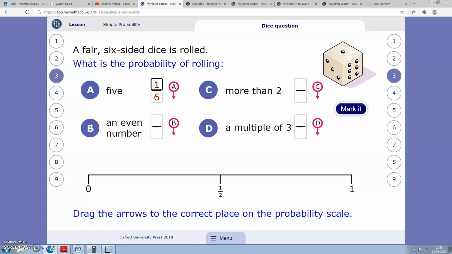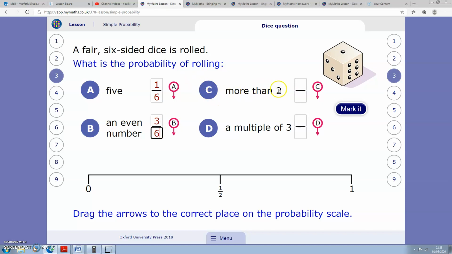B, an even number. Well, even numbers on a dice, I've got 2, 4 and 6. So I've got 3 possible outcomes that would satisfy an even number. And there are 6 total outcomes that could happen. So 3 out of 6, or 1/2. Now you don't need to simplify that down to a half. You can do, you're not going to lose marks if you do, but 3 out of 6 would also get you the marks.